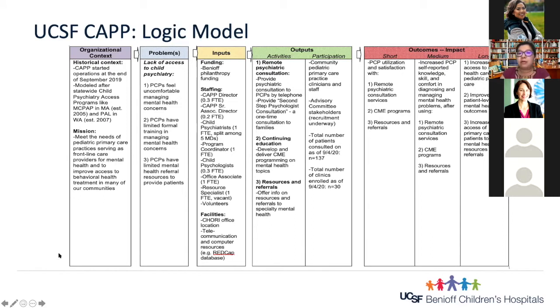And then with these, we want to track our impact, which is the outcomes. We want to measure short-term utilization and satisfaction with the services that we provide. We want to improve PCP self-reported knowledge, skill, and comfort in managing mental health concerns. And then longer term, we want to increase access to mental health care for pediatric primary care patients.